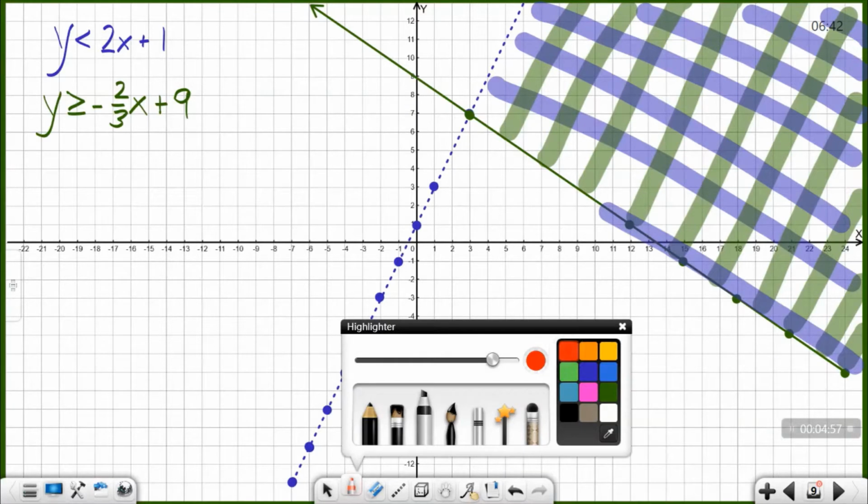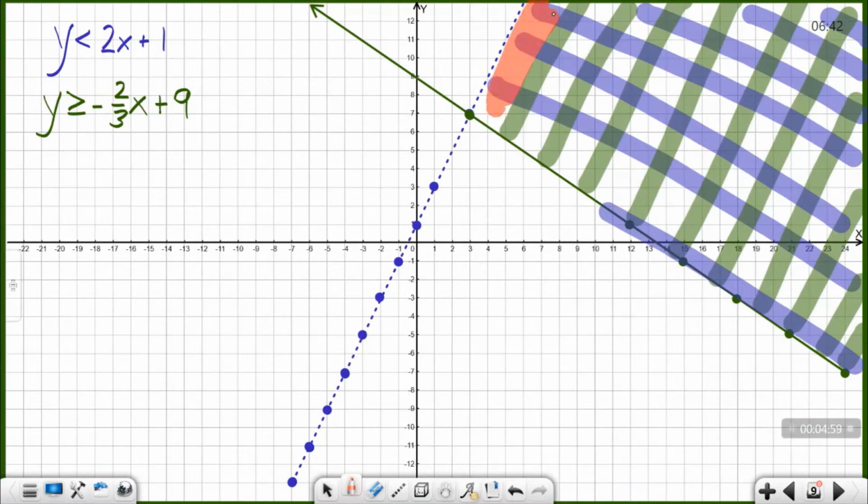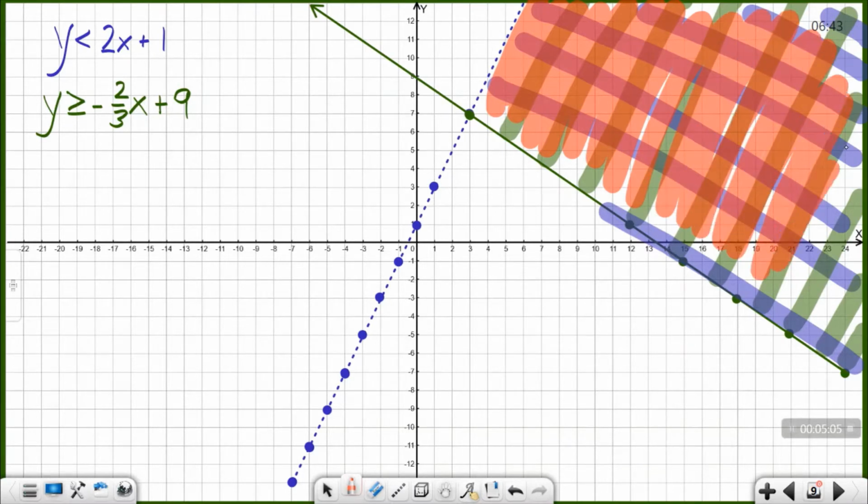And I'll go for red here. And you can just shade in the entire solution region here where both of them overlap, because that's the only focus on a system of inequalities. I just want that section where both of them overlap. I don't care about the individual ones as much. I'm looking for the solution to the system.